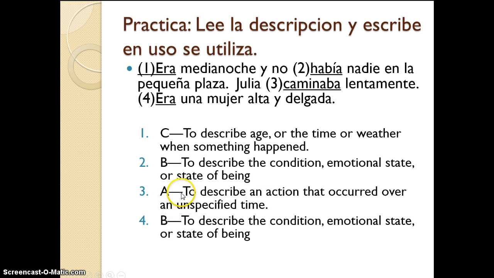Three. Julia caminaba lentamente. Julia was walking slowly. So I'm describing what was happening over an unspecified amount of time. She was just walking. And then finally, número 4, era una mujer alta y delgada. She was a tall and thin woman, meaning I'm just describing her. I'm describing what her state was at the time. So that would be letter B to describe the condition, emotional state, or state of being.